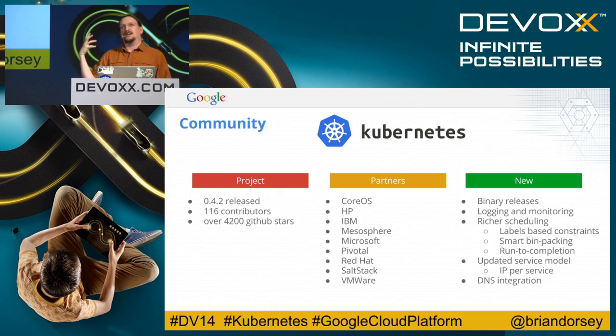Mesosphere is implementing an API for Mesos that's Kubernetes compliant. It's the same API, a standard API. Microsoft already is doing stuff. Red Hat is doing all kinds of stuff. SaltStack, VMware, lots of others. And it's under very, very active development. We've got better scheduling and even better scheduling coming. The service model is changing a little bit, and I'll talk about that in a second. Some more logging and monitoring built in. And it's a new project, where binary releases are a new feature.